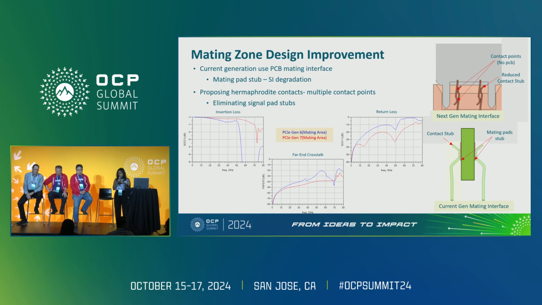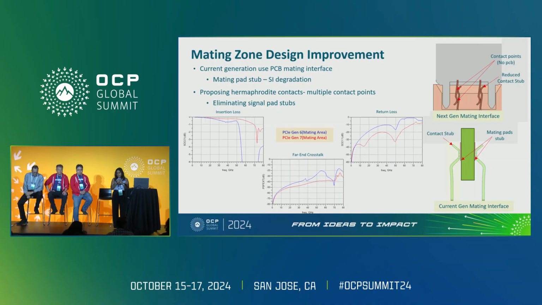Firstly, the mating zone impedance. Here I'm doing a comparative study between the current generation mating interface and a probable alternative for next generation. As you can see, the current generation uses a traditional contact structure where the mating interface is a PCB. But we all know this has a well-known problem of electrical stub that comes from a mating pad stub as well as a contact tip stub. And any efforts that we take to reduce or remove these can lead to mechanical issues and failures.